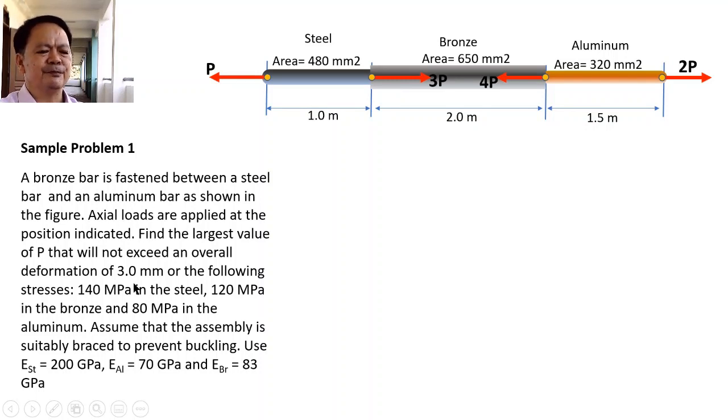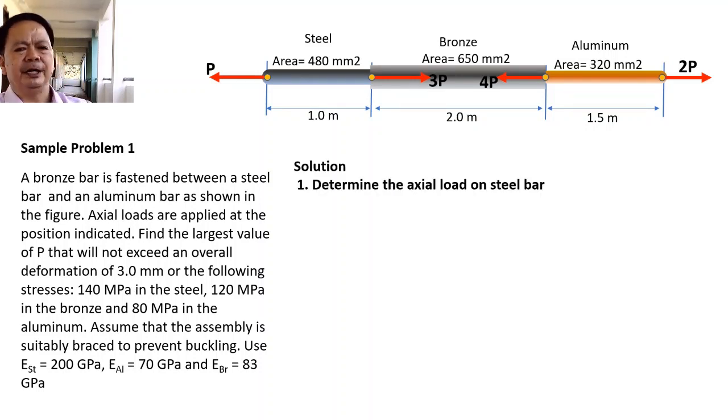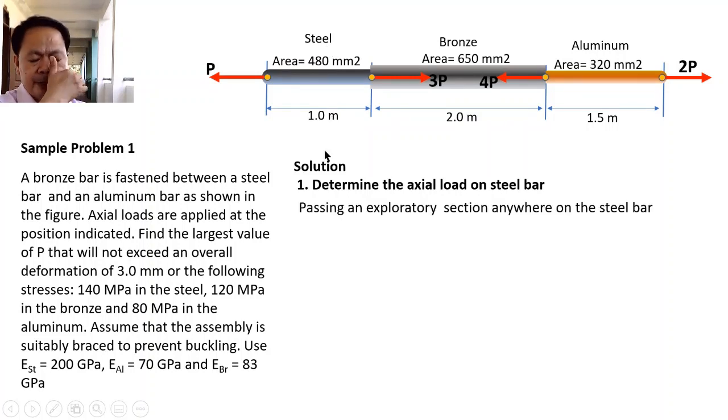Now to solve this problem, let's start with determining the axial load on the steel bar. Where is that steel bar? It is this steel bar. So to determine the axial load on the steel bar, what we do is pass an exploratory section anywhere in the steel bar. We cut it anywhere here, and then we isolate either the left or the right part. When we isolate, we consider the one that is easier and simpler to draw, and I believe we consider the left part.